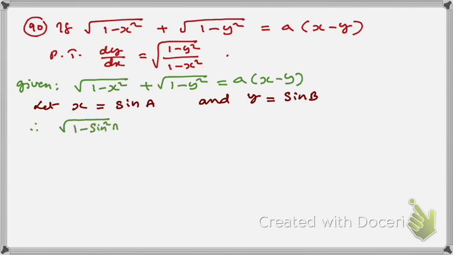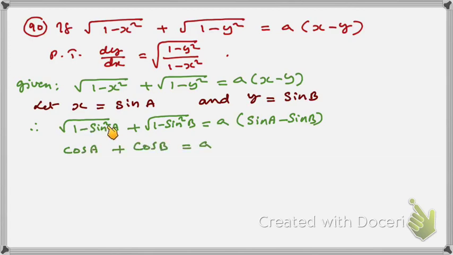So it's going to look like root of 1 minus sin square a plus root of 1 minus sin square b, because y is sin b, is equal to a into x is sin a minus y is sin b. 1 minus sin square a is cos square a, root of that is cos a. 1 minus sin square b is cos square b, root of that is cos b, is equal to a into sin a minus sin b.